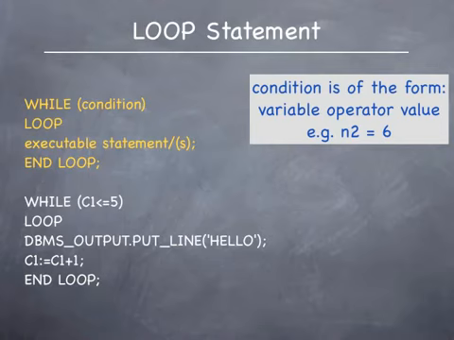The syntax of the while loop statement is on the slide. It begins with the word while, which is then followed by a user-defined condition that is enclosed within parentheses. The condition that is written is always of the form variable name operator value. There's an example on the slide where the variable name is n2, the operator is equal, and the value that the variable is being matched to is 6.